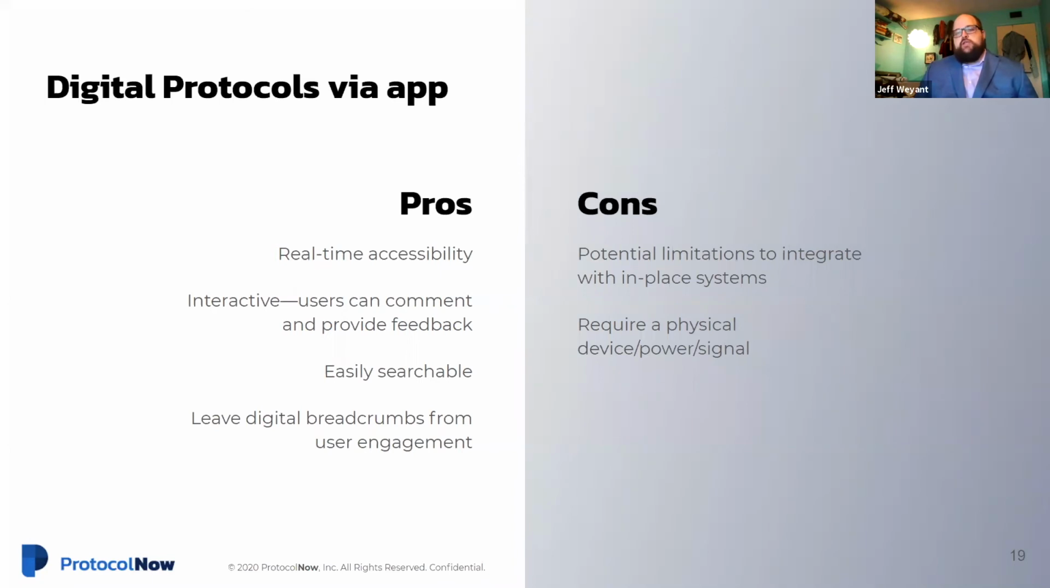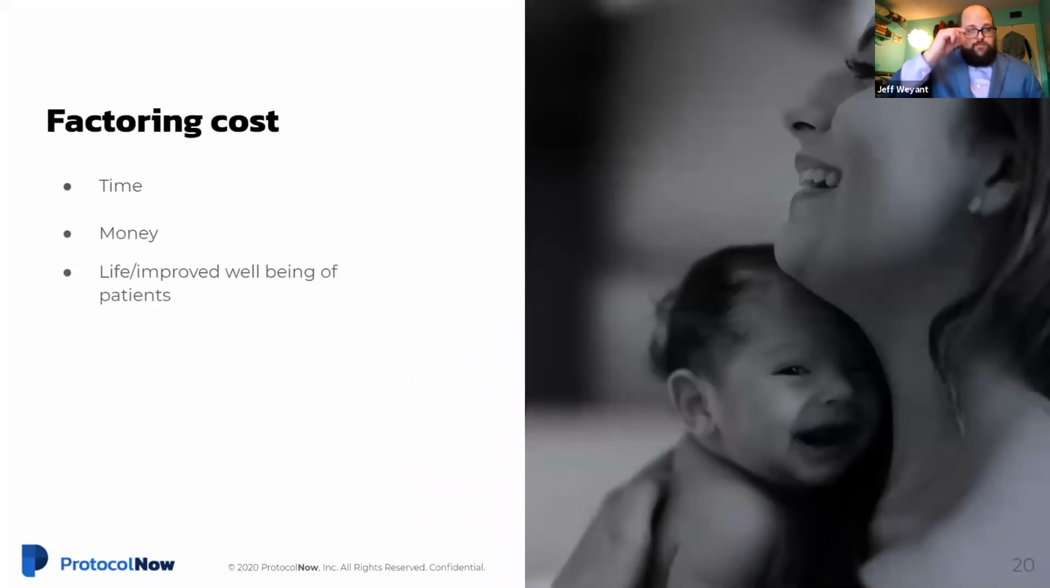The other thing is that it can leave a digital breadcrumb so that you can track that user engagement. So not just knowing that they have access to it, but that they have used it and how they have used it. So what this all leads to is the real costs: time, money, and outcomes.